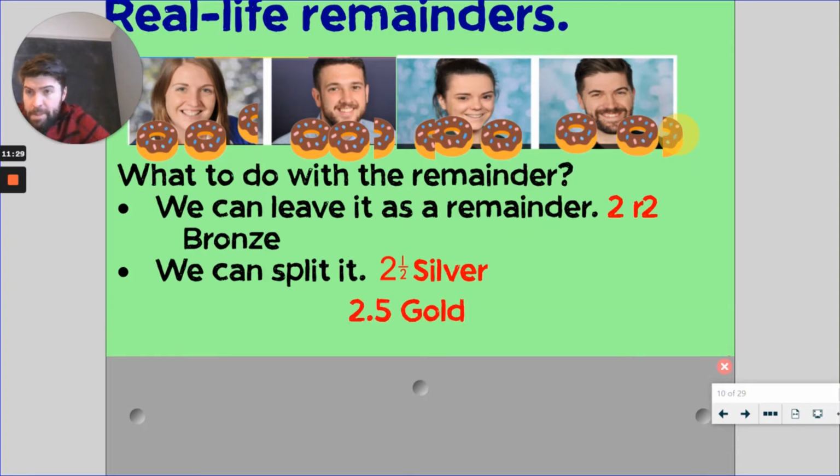Gold is going to do it in a similar way, but instead of thinking about it as fractions, remembering that decimals are 1 split into smaller amounts. So in that case, instead of half a donut, we're saying 0.5 of a donut, or 5/10 of a donut.